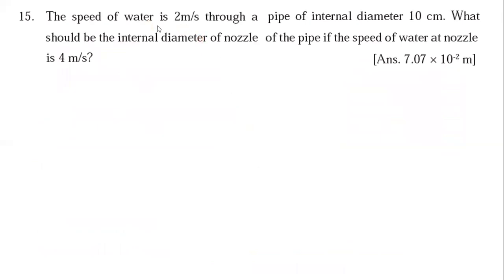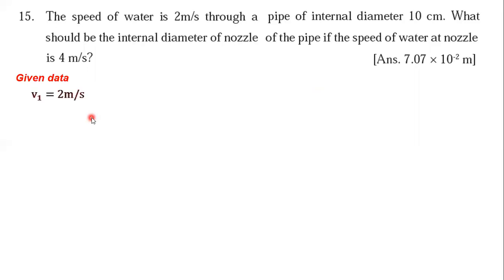Now next question. The speed of water is 2 meter per second through a pipe of internal diameter 10 centimeter. This diameter is given. What should be the internal diameter of the nozzle of the pipe if the speed of the water at the nozzle is 4 meter per second?